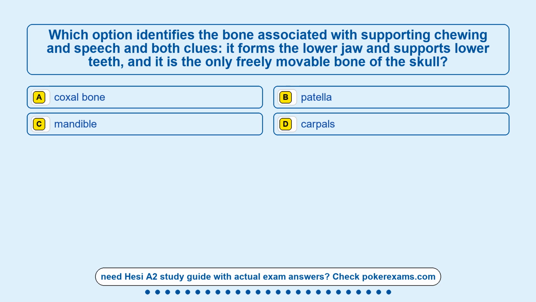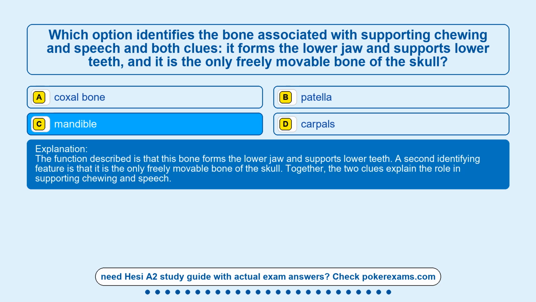Option A, coxal bone. Option B, patella. Option C, mandible. Option D, carpals. The correct answer is option C, mandible. The function described is that this bone forms the lower jaw and supports lower teeth.